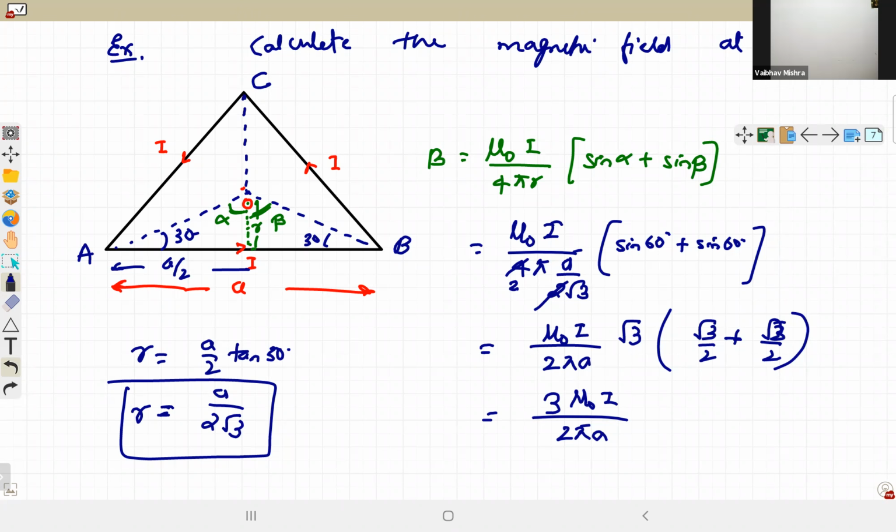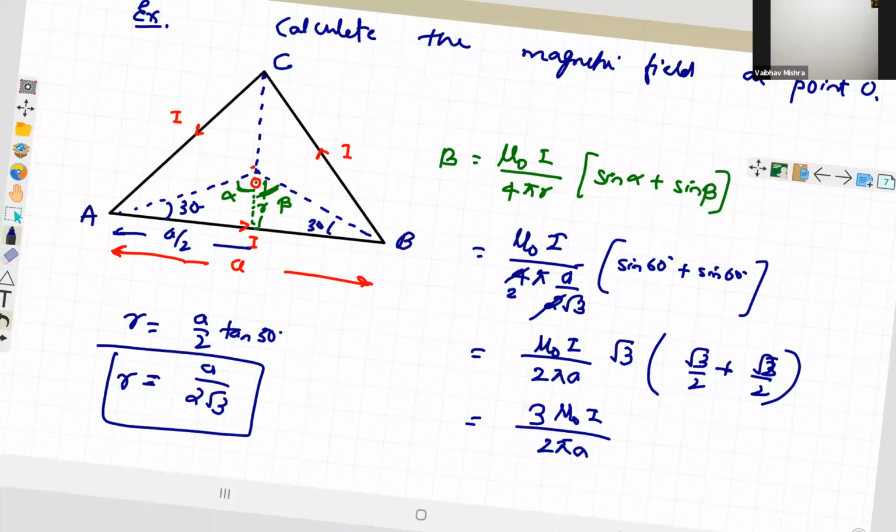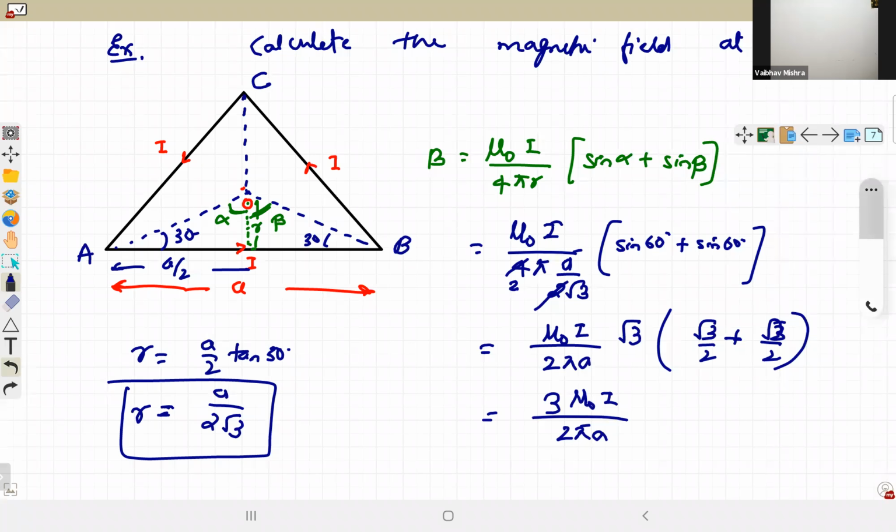Yes, what is the direction of magnetic field? Out of the plane. Direction of magnetic field due to this. The wire has current from left to right. This is AB.